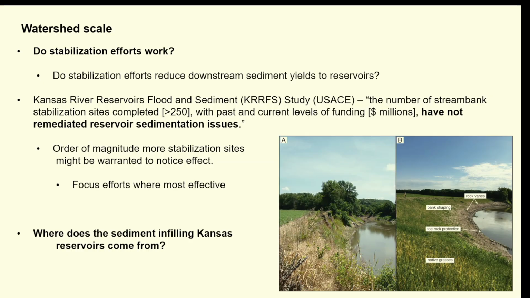So it has been suggested that an order of magnitude more stabilization sites would need to be constructed, so we're talking about hundreds per year instead of dozens, in order to potentially notice an effect. Another way of looking at it, though, is, well, what if we would focus our efforts where they were most effective? So that loops us back around to this question of, well, where exactly does the sediment come from?